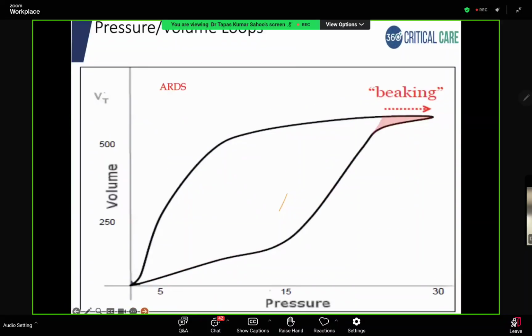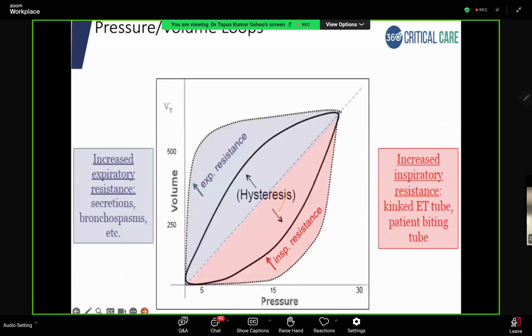Clear? Now think about it: if beaking is happening, just like a bird's beak, that means you are over-inflating beyond the tidal volume you have set. So you are actually doing harm to the patient rather than any benefit. You have to take care to use low tidal volume so that there is no volume trauma or barotrauma. Now, coming to this pressure-volume loop where you are getting some resistance, the troubleshooting, the problems.